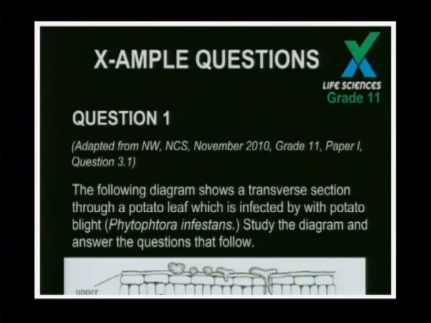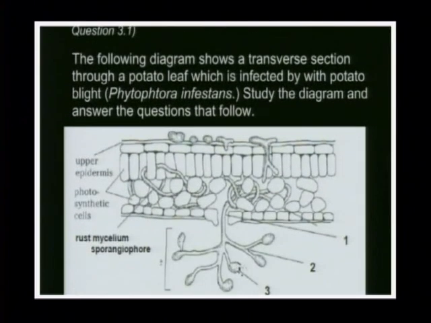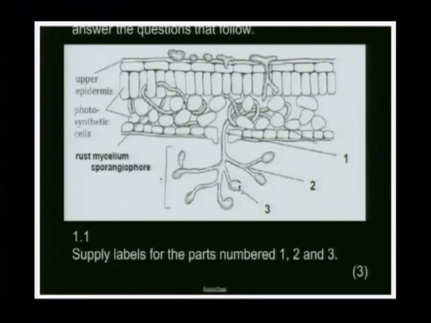We're now going to look at some examples of questions that you may be asked on fungi. The first question shows a diagram of a transverse section through a potato leaf, which is infected with potato blight. Now, potato blight is a particularly nasty fungus that, if it gets into a potato crop, can make that crop completely unusable. Here is the diagram and our first question. Supply labels for parts 1, 2, and 3.